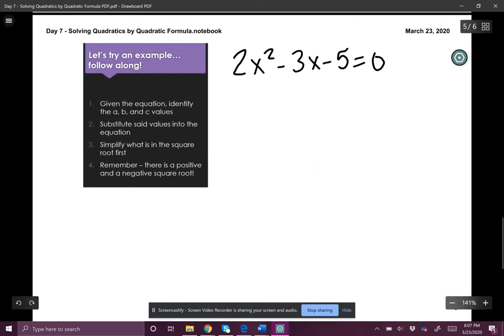Let's try one more. So again, I've got my directions here on the side if you'd like to follow along with those. First step is we're going to label our A, B, and C. Our A is 2, B is -3, and C is -5.